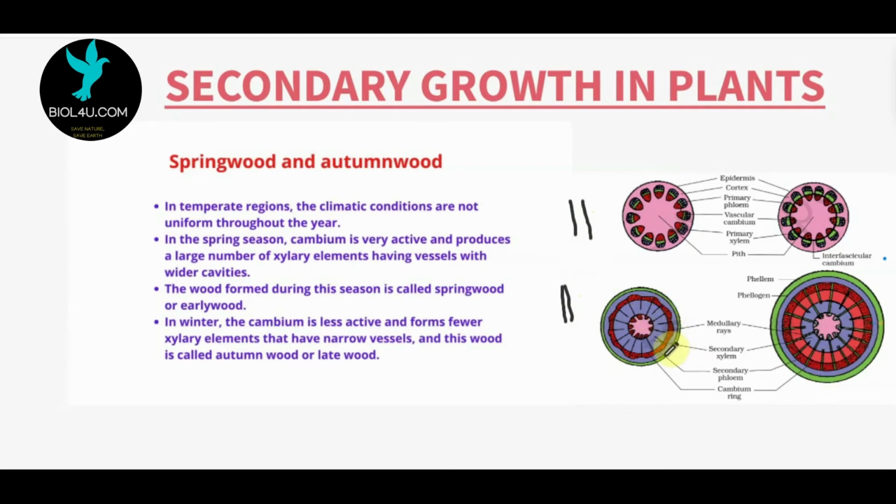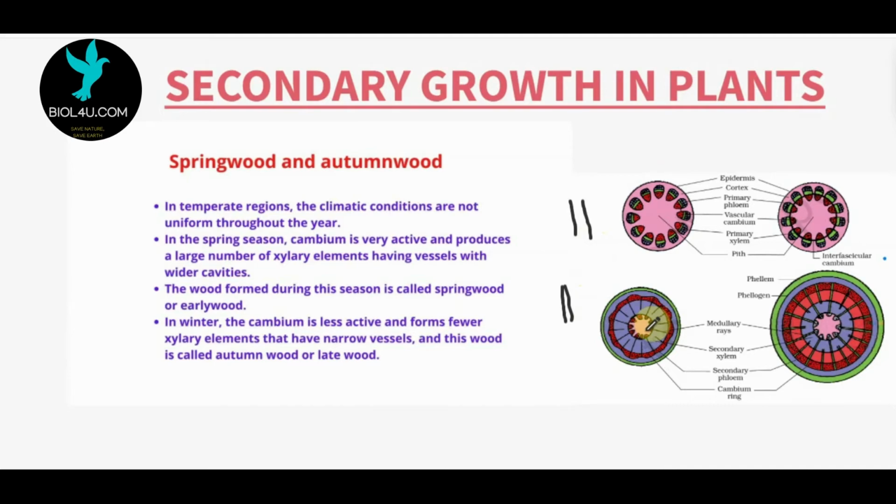Okay, and the wood that is produced during the winter season, with fewer xylem and a narrow lumen of the vessel, is known as the autumn wood, or the late wood. So there are two types of wood forming in the plant, especially in temperate plants growing in the temperate region, where the climatic condition is continuously changing. The wood produced during the spring is known as spring wood, or early wood. The wood produced during the winter season is known as the autumn wood, or the late wood. Okay.